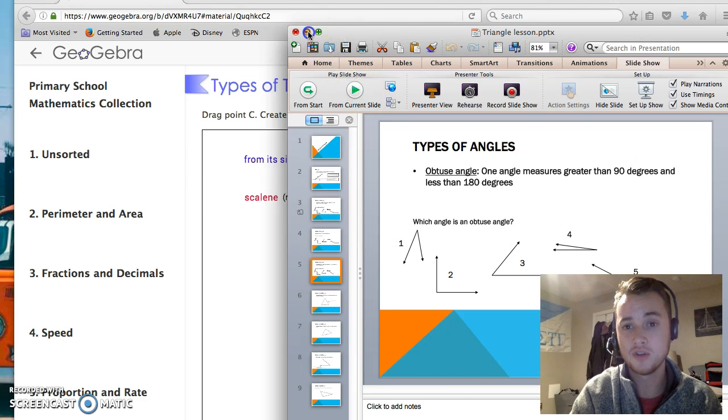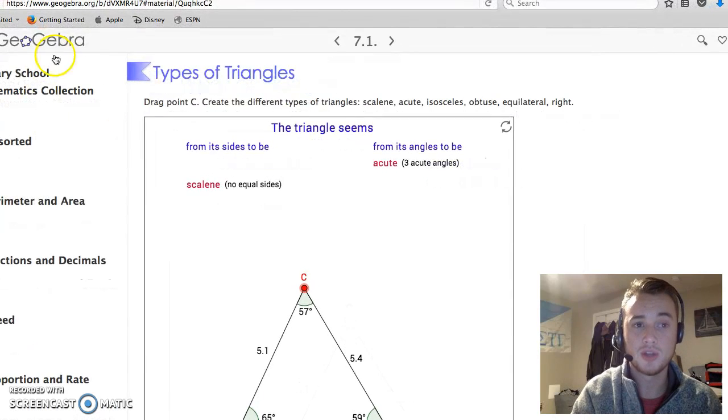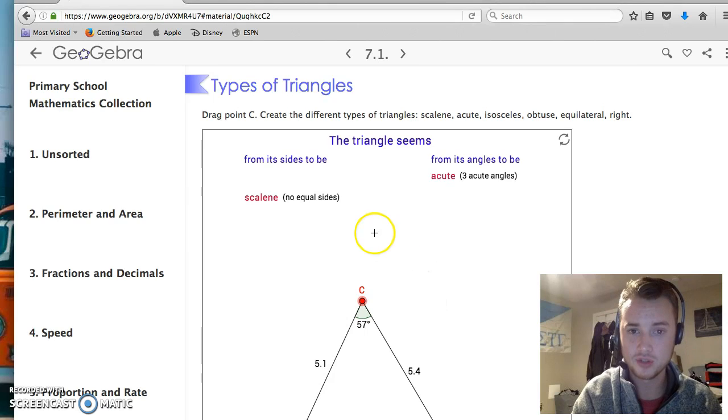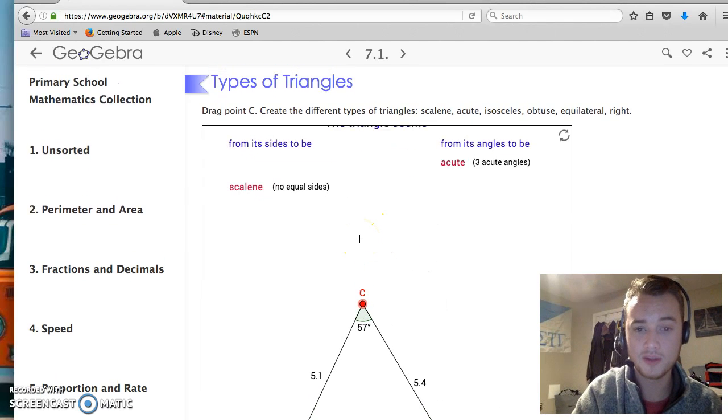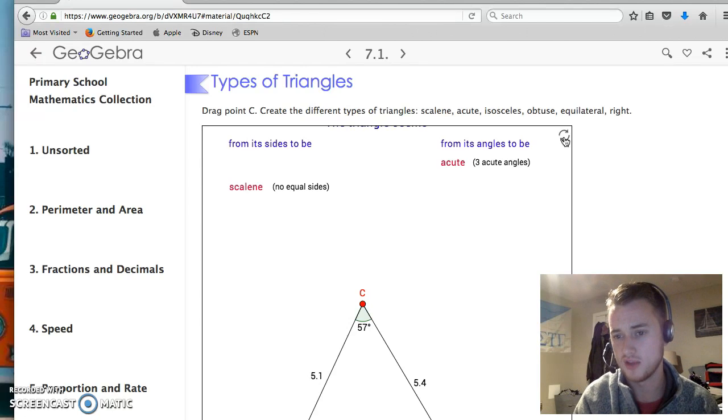So now that we've reviewed our types of angles and types of triangles, we're going to go to the GeoGebra site, and we're going to play around with a little tool. So let's look at our instructions here. It says that we're going to drag point C to create the types of triangles. So we learned scalene, acute, isosceles, obtuse, equilateral, right. We just learned all that.